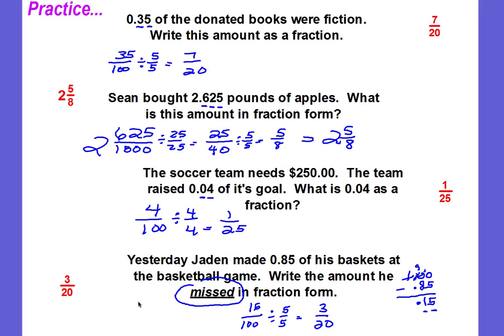Now, if you got 7/20ths, you wrote 85/100ths in fraction form. That's how many he made. They wanted you to write how much he missed. So they're trying to trick you there. You have to go, if he made everything, it would be one whole, 100% one whole. Okay, so if he only made 85/100ths, subtract that from one whole, and that gives you 15/100ths that he missed. And that's what you're going to write in fraction form, and that's how you get the 3/20ths.